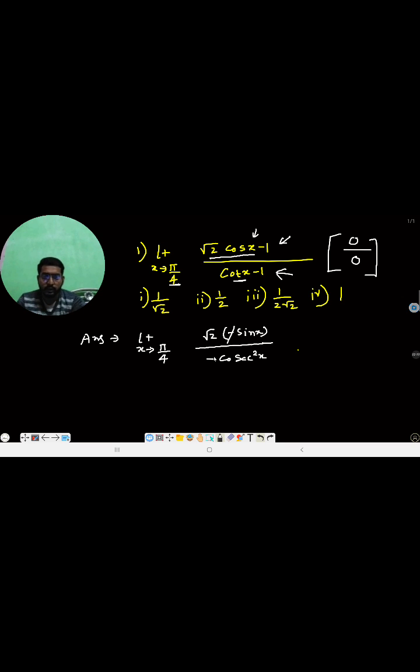Now minus and minus cancel out, so the answer will be root 2 sin x by cosec square x. Now if I put pi by 4, sin pi by 4 is 1 by root 2, and cosec pi by 4 is root 2, so that will be root 2 square. Root 2 and 1 by root 2 cancel out, so that will be 1, and root 2 square becomes 2, so the answer will be half. So option 2 is the correct option.